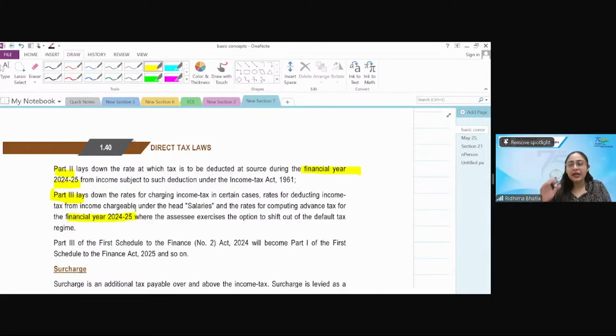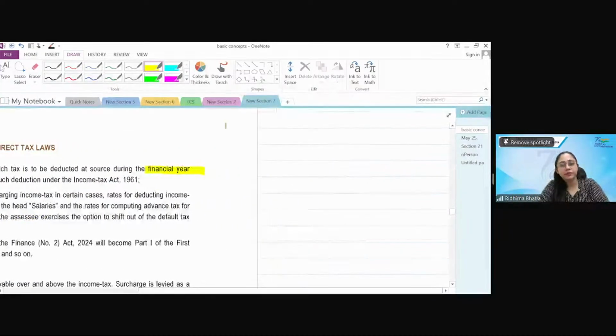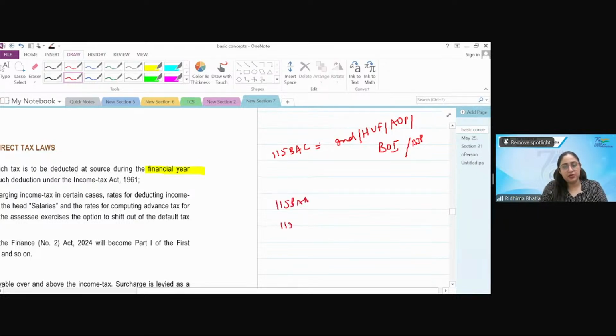Now, that being said, in the past couple of years, like for the past 4-5 years, there have been a lot of new schemes in the picture. So let me quickly give you a brief about these new schemes. There is one scheme, 115BAC, which is for individual, HUF, AOP, BOI and AJP. Then there are 115BAA and BAB. This is for companies. This is for domestic companies only.